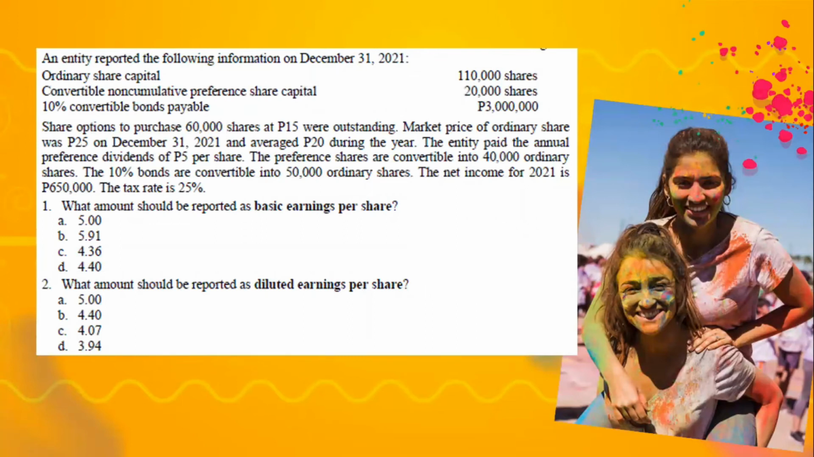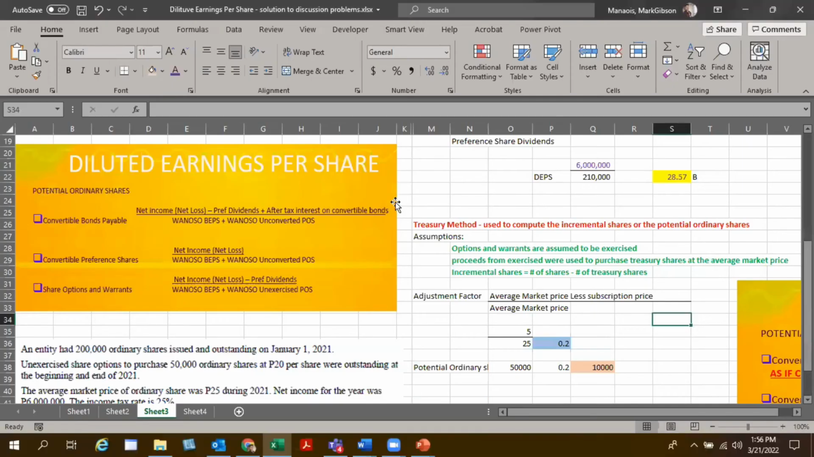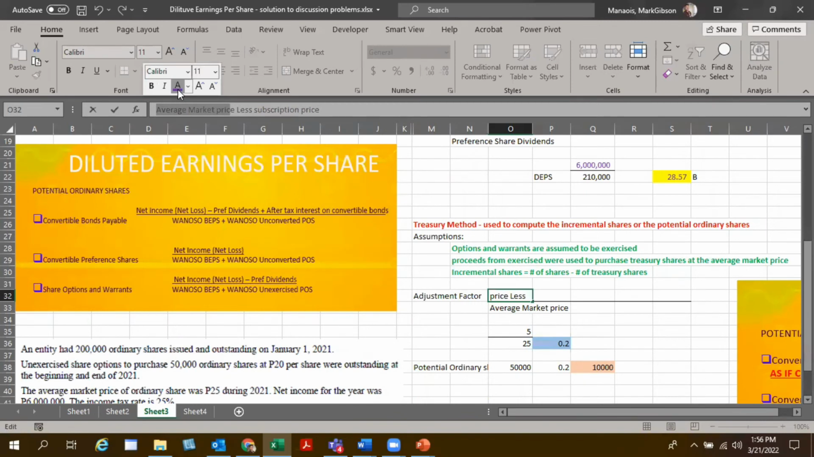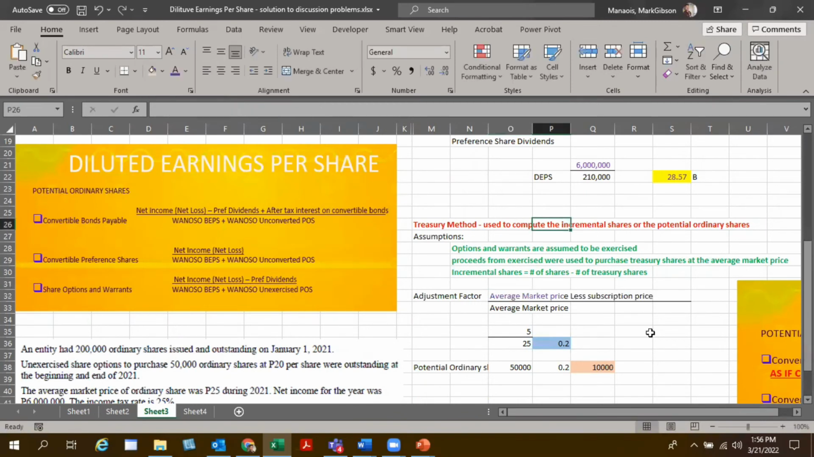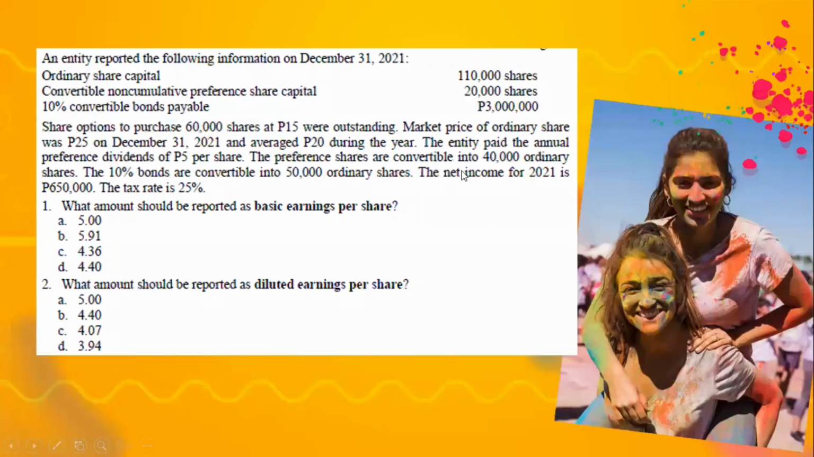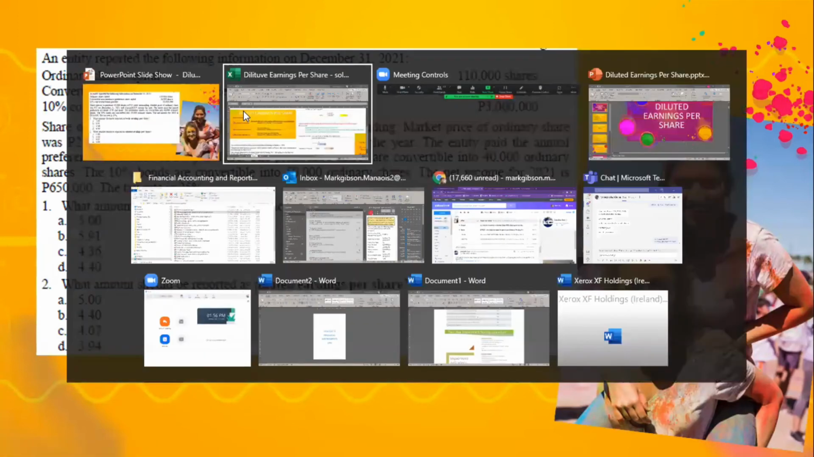Pero tandaan class, in computing for the adjustment factor, it's the average. Huwag magpapalito dyan. It's the average market price that is relevant. Bakit natin nasabi yun? Kasi nga meron ditong data on the market price and average. So we should use 20. Okay? So be careful. So let's have problem number 4.